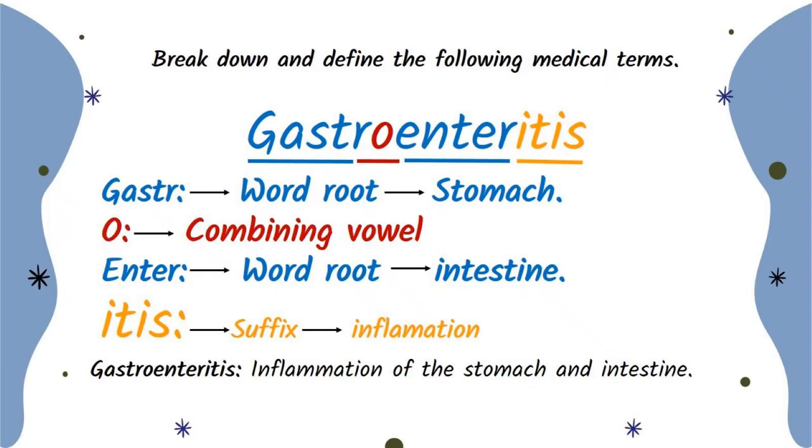An example of that, we have the term gastroenteritis. If you break it down and take each component alone, we have gastr meaning the stomach and enter meaning the intestine. Both of them are roots, word roots. So gastr and enter are roots. O is the combining vowel. Itis means inflammation. So it's inflammation of the stomach and the intestine.